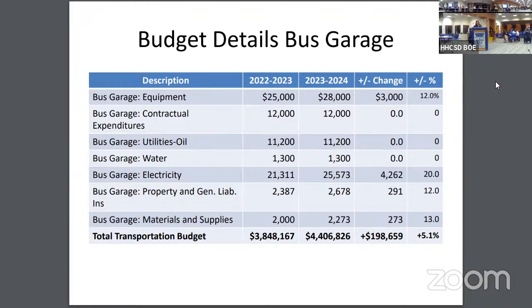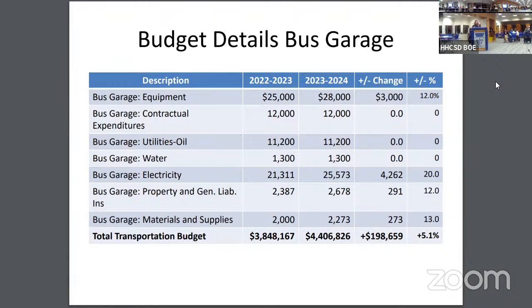Utility, our oil is the same. Water stays the same. Electricity is a big increase. I didn't have enough money in my budget to really cover the electricity use at the bus garage, so we had to increase it. And Anthony did say that he's seeing a big increase there, so that's why that's a 20% increase. Okay, our property and general liability insurance, it's a $291 increase, so that is 12%. And then materials and supplies at the garage is $273.